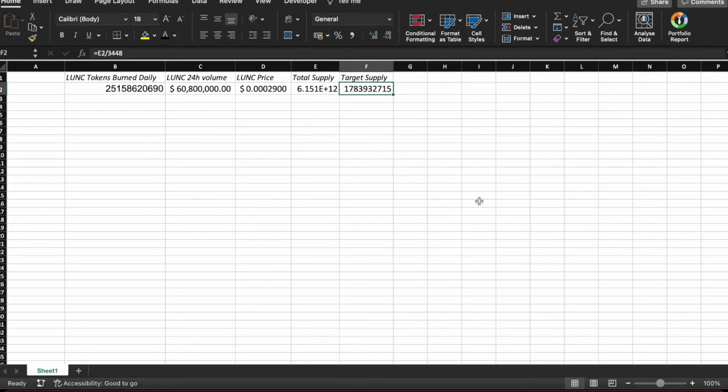We have a target supply of around 1.7 billion, which is just the total supply divided by Luna's target price of $1 divided by Luna's current price of this. So this number here divided by 3,448, and that gives us this target supply of 1.7 billion. We know that on average around 25 billion Luna Classic tokens will be burnt daily.